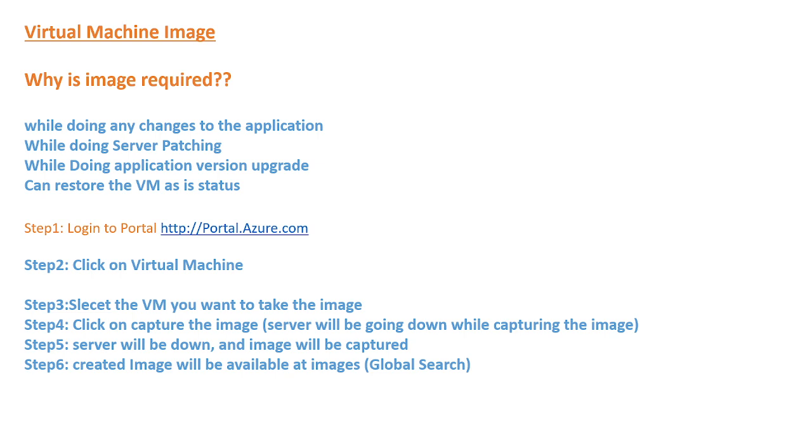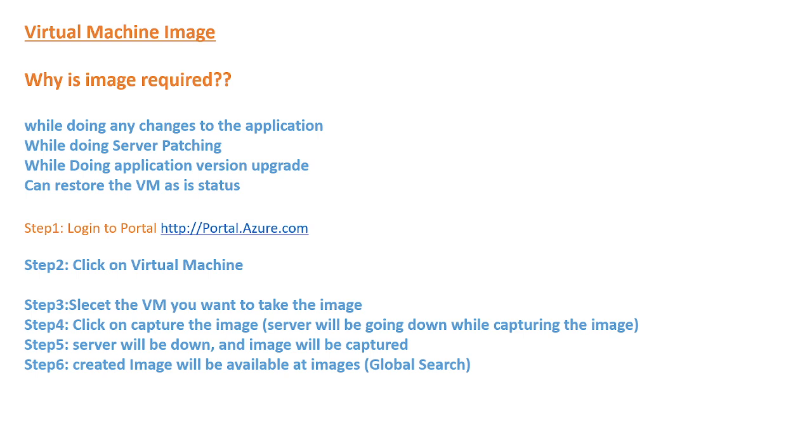So now let us understand what a virtual machine image is. Okay, why this image is required, I already repeated actually. While doing any changes to the application, say for example you want to do the patching activity. Whenever you build a virtual machine, you have to do the patching activity, you have to scan for the vulnerabilities. Okay, and you may need to upgrade the applications. At that time, if you want to safeguard the entire virtual machine as it is, you can go for the image option.